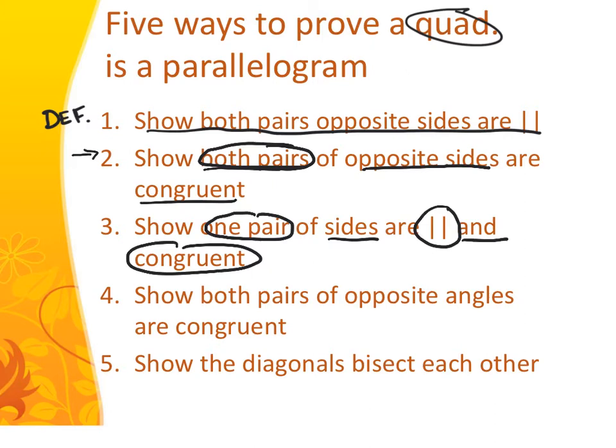Number 4, you can show that both pairs of opposite angles are congruent. Those are the ones that are in opposite corners. If both pairs of opposite angles are congruent, then it's a parallelogram, and you can infer all those things that you know about parallelograms. This must be true, and that must be true. Or number 5, you could show that the diagonals bisect each other. If the diagonals bisect each other, then it's definitely a parallelogram. So it's got to be a quadrilateral, but if it's a quadrilateral and the diagonals bisect each other, then it's a parallelogram, and then you can know all those things about parallelograms. All of those things get added onto there.